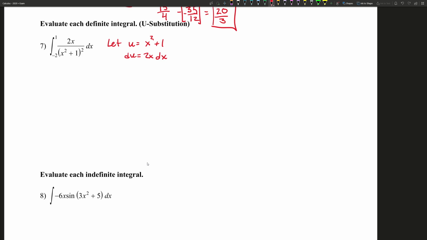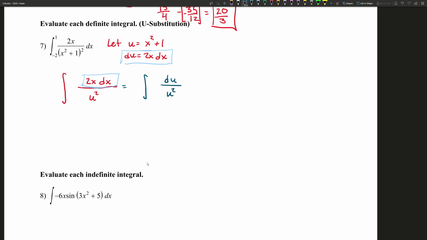So if we rewrite this, we take the integral of 2x dx over u squared. And you should notice that du is equal to 2x dx, which is right here. So that goes to du. So we can rewrite this as du over u squared and then that part is done. That's the u substitution.